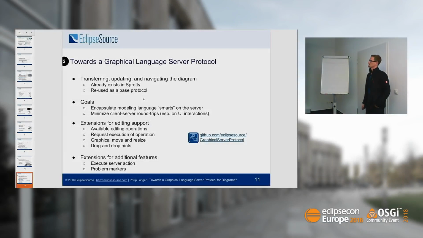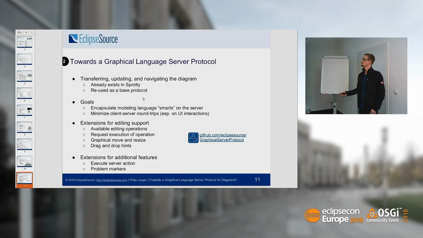Let's have a look at the protocol and how we extended it. As I said before, basically all the action messages for transferring, updating, and navigating the model already exist in Sprotty, right? So there's no reason to implement that; we just reuse that as a base protocol. That's very important. For all the other stuff, we have basically tried to follow two main goals.